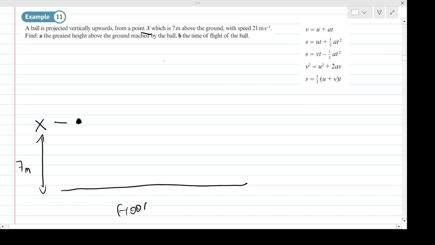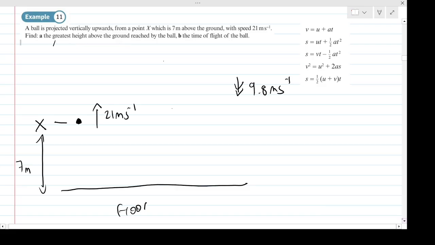Now the speed is upwards. It's going upwards by 21 meters per second. But there's also acceleration. So the acceleration, again gravity, would be going downwards. It would be pulled downwards with acceleration g, which is 9.8. Okay, so it says firstly, the greatest height reached by the ball.